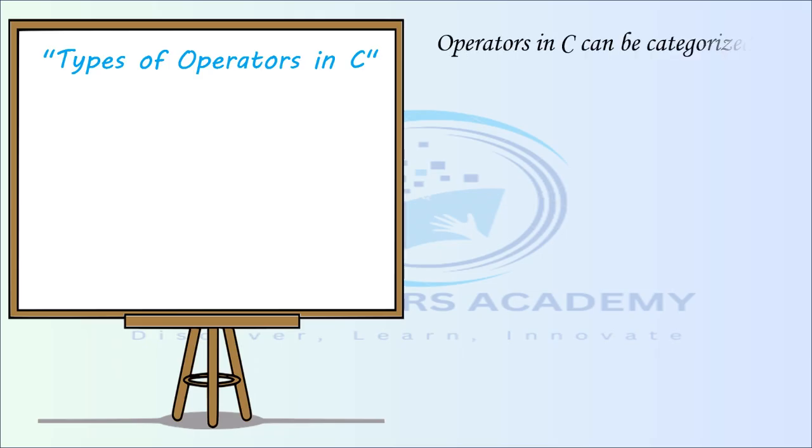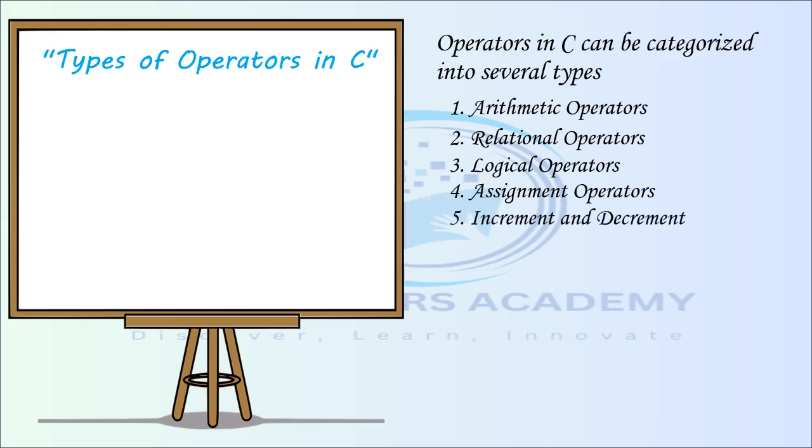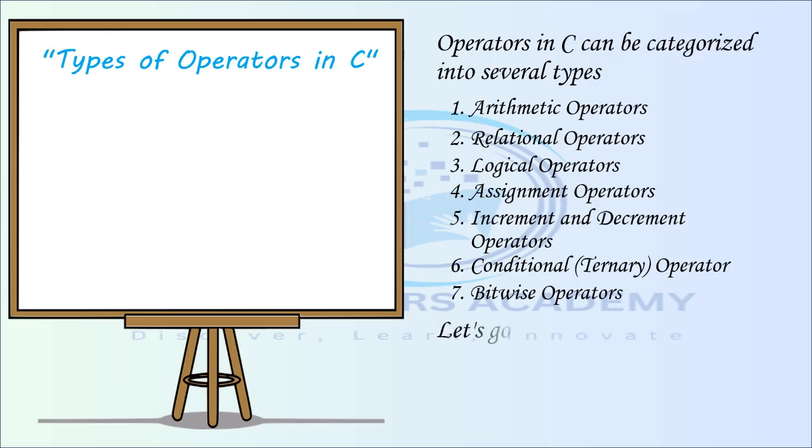Operators in C can be categorized into several types: arithmetic operators, relational operators, logical operators, assignment operators, increment and decrement operators, conditional operator, bitwise operators. Let's go through each type one by one.